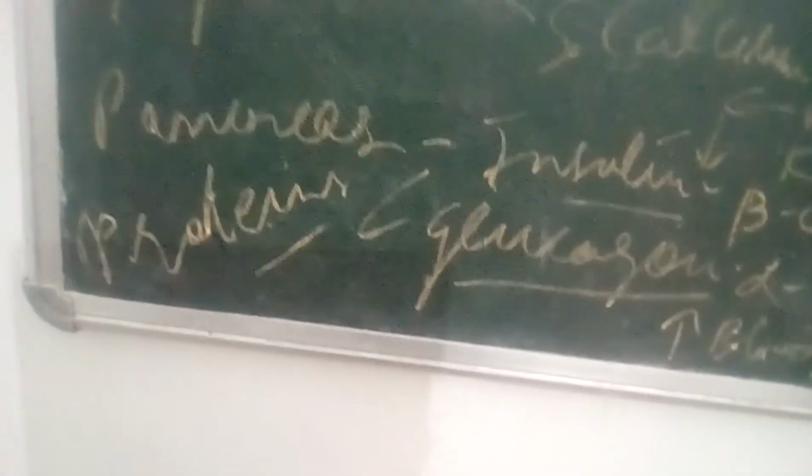So this was about the pancreas, about insulin and glucagon. Now next we will discuss the adrenal glands. As we already discussed a little bit in the earlier video, there is the adrenal cortex and adrenal medulla. The adrenal cortex releases glucocorticoids, which control the glucose.